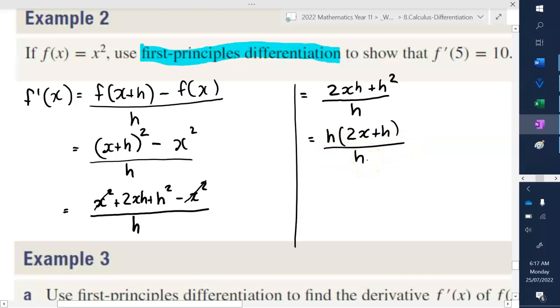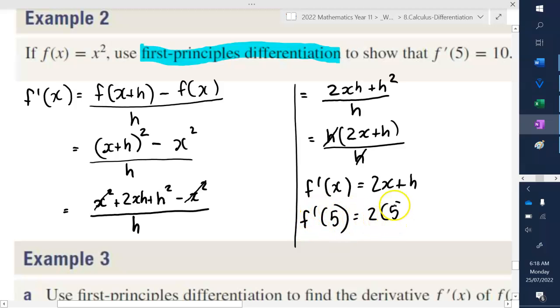Just pause it if you need to, checking that you can do that. The h's cancel out, and I end up with f of x is 2x plus h. My question was wanting f of 5, so I'm going to put that 5 in there now. 2 times 5 plus h, which equals 10 plus h.